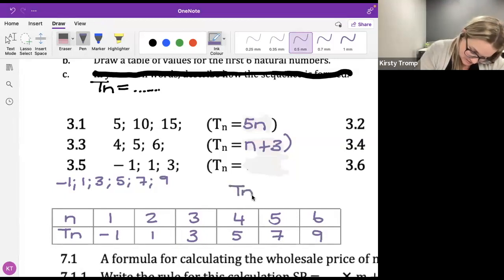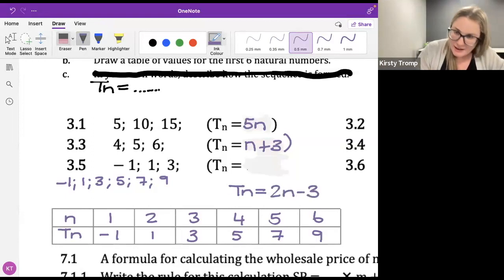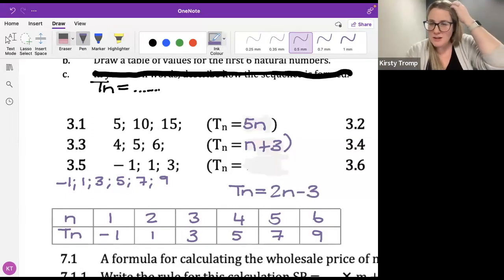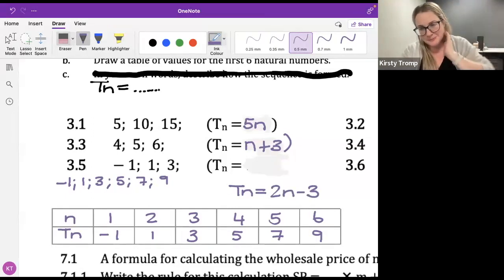TN equals. That's it. You're with me. Equals 2N minus 3. Well done, Tate. 2N minus 3. Well done. Do you want to explain how you got that?